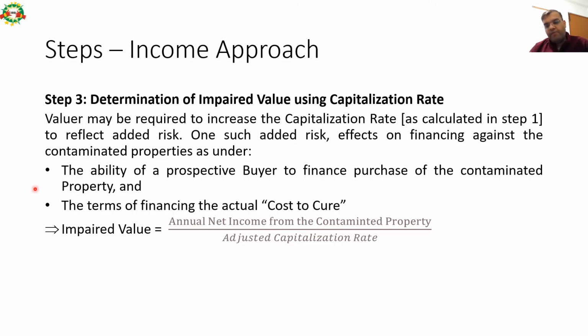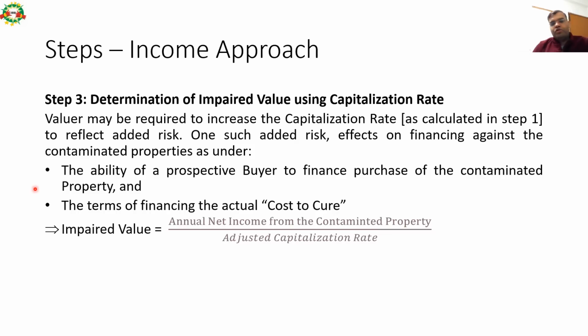So accordingly, if in step number 1 we had calculated, for example, a 10% capitalization rate, because of that increase in ROI we may like to adjust that capitalization rate by 1%, 2%, maybe 5%. So we have to estimate the adjusted capitalization rate with this justification.